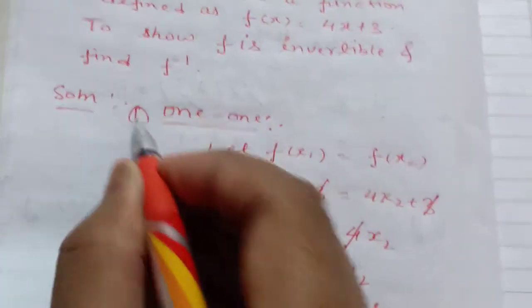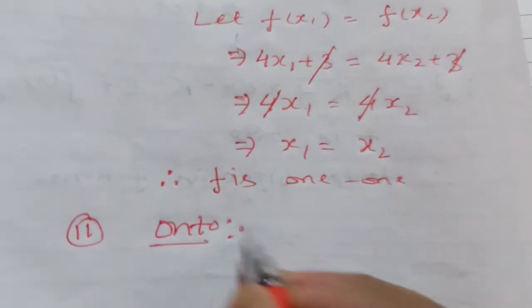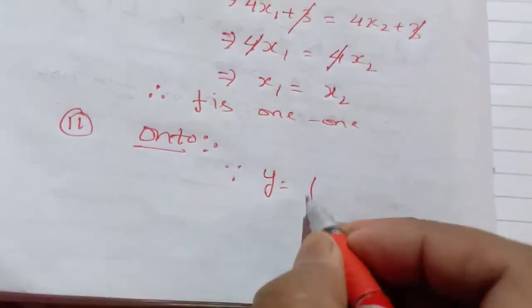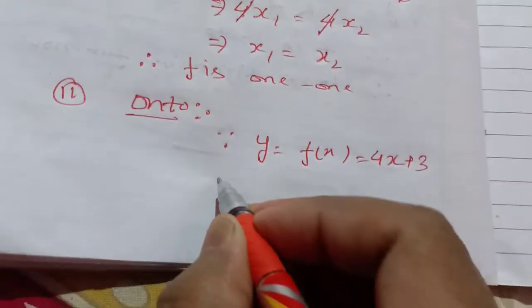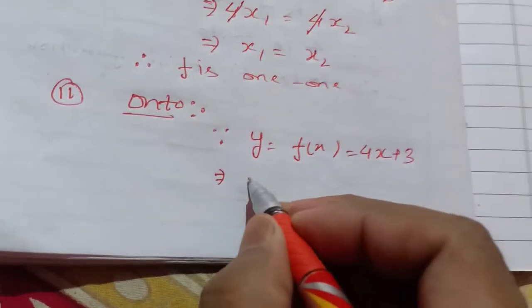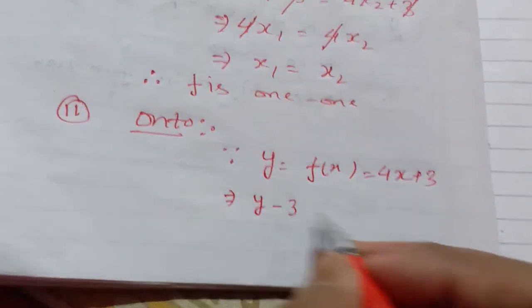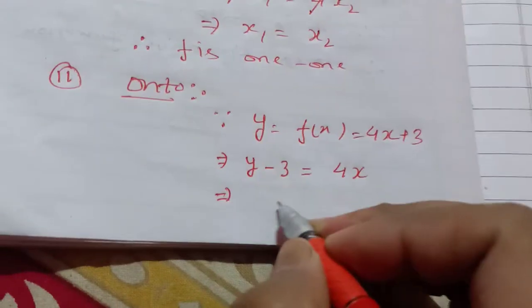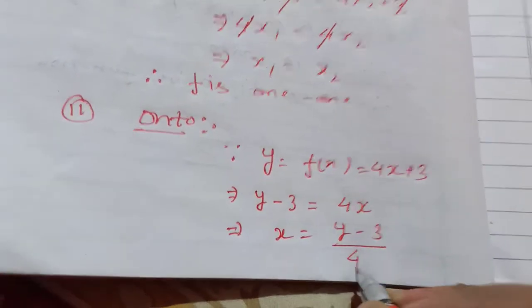Now second, onto. Since y = f(x) = 4x + 3, first of all we have to find out the value of x in terms of y. We have to transpose 3. This becomes y - 3 = 4x. This implies that x = (y - 3)/4.